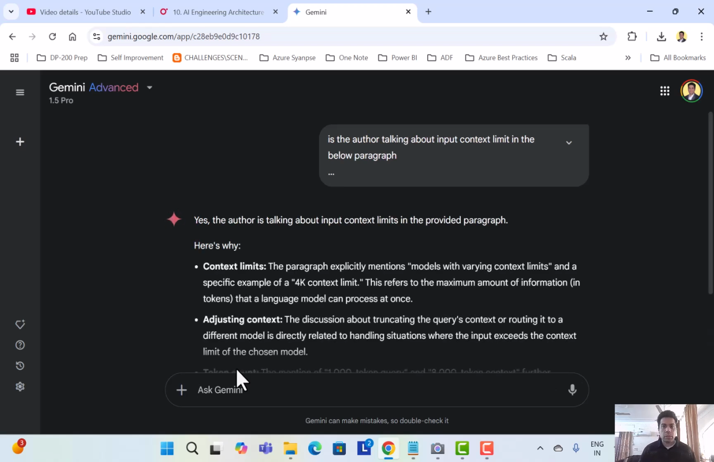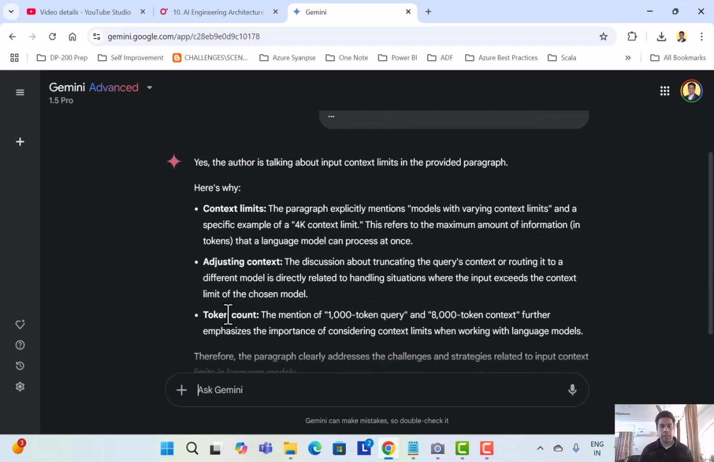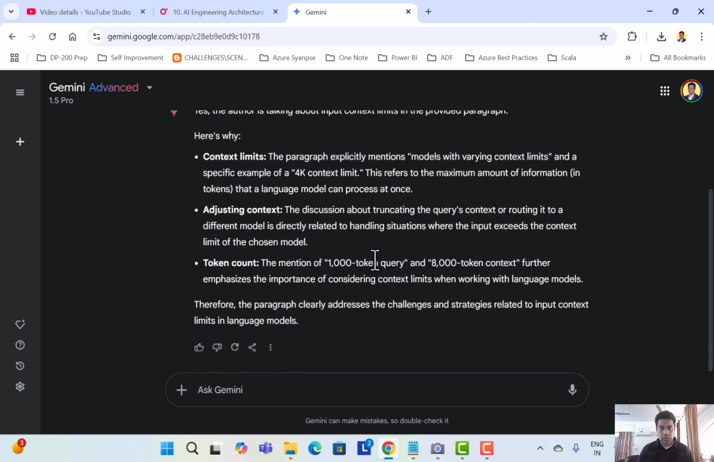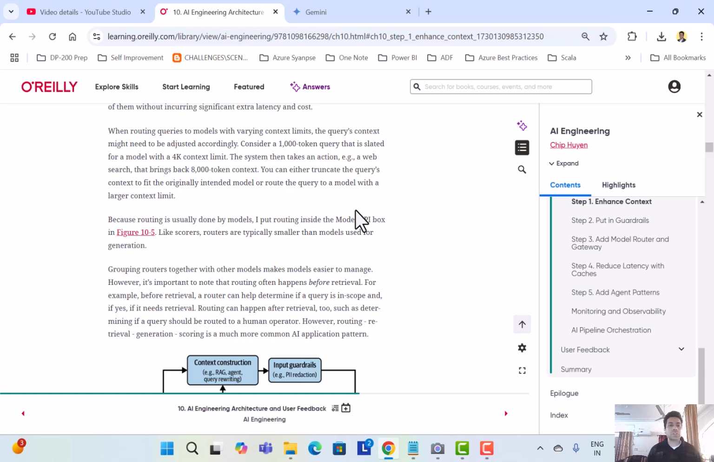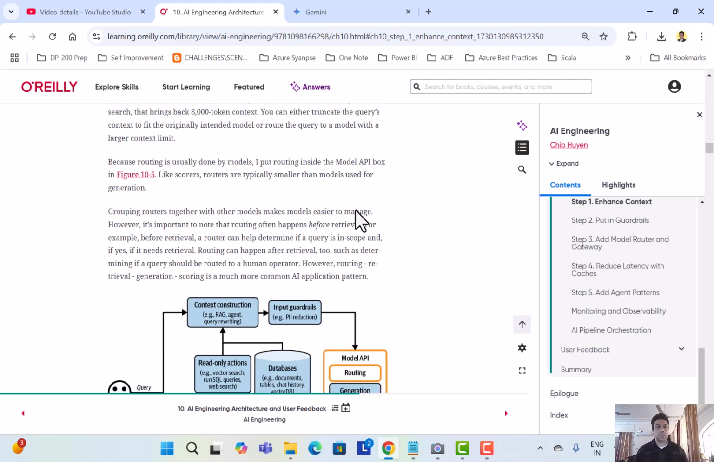Yes, the author is talking about the context limit. The paragraph explicitly mentions the maximum amount of information, the discussion about truncating the queries, token count, and the importance of context limits. Yeah, this is the input context limit. There could be an output context limit, or there should be an output limiter that would not come as context, maybe an output response limit.